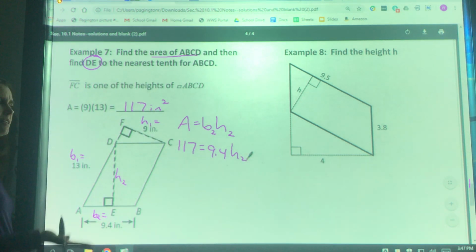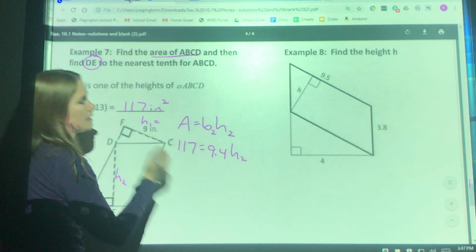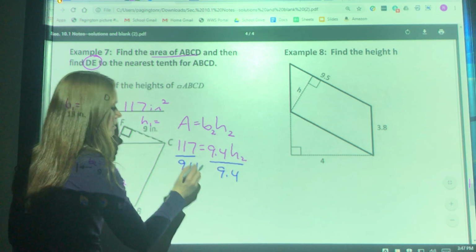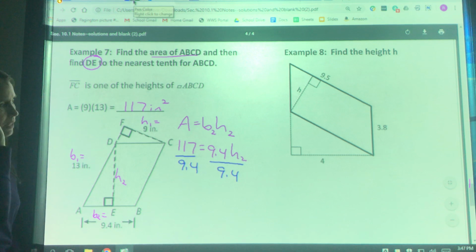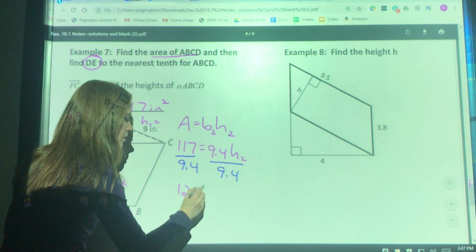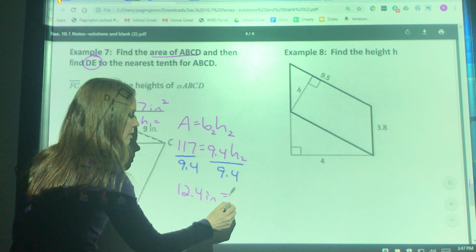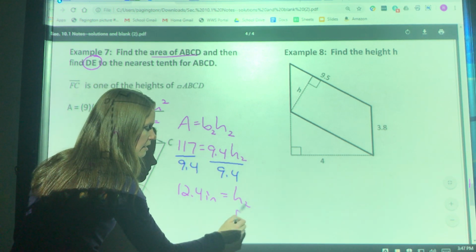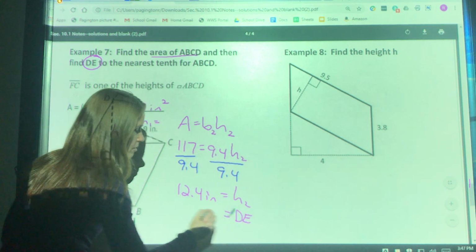Okay, so to get h by itself, like we did on the last one, I just need to divide by 9.4 on both sides. And when I do that, 117 divided by 9.4 is 12.4 inches. And that is height 2, which we just said is DE, which is what they specifically asked for. So I'm going to change it to that.